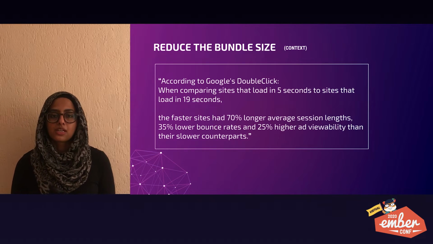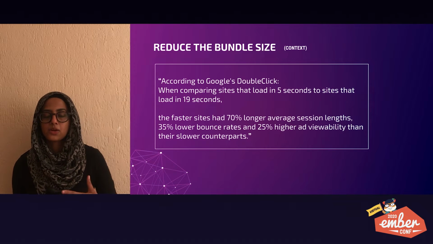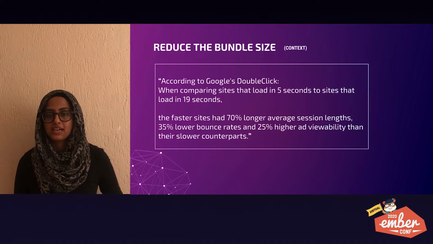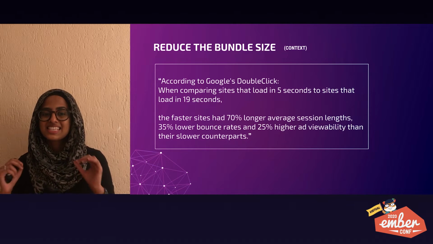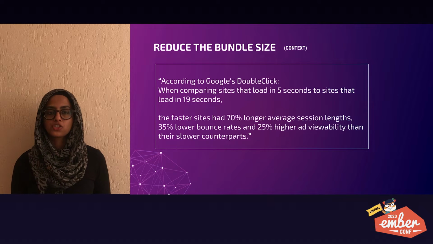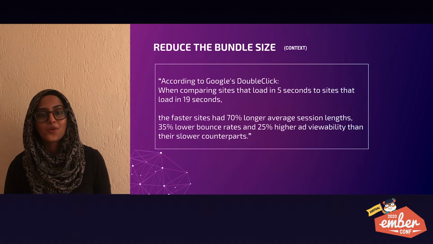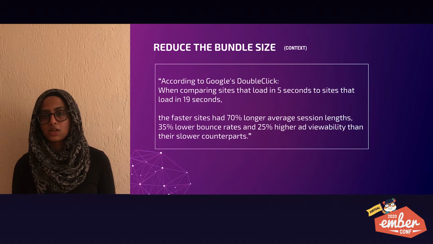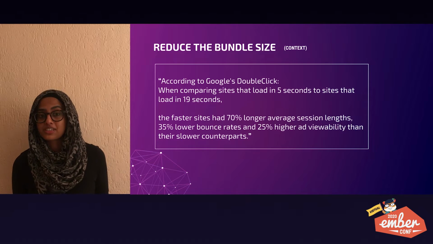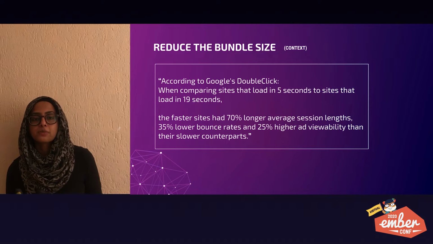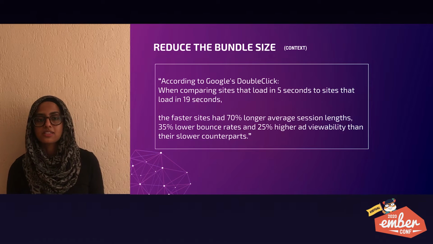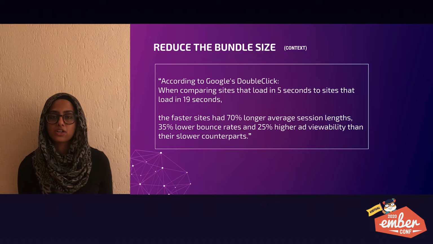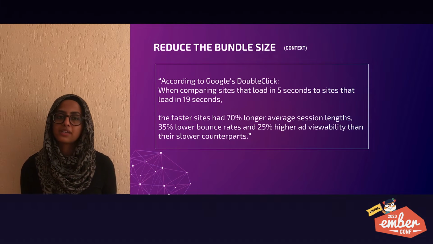According to Google's DoubleClick, when comparing sites that load in 5 seconds compared to sites that load in 19 seconds, the faster sites had 70% longer average session lengths, 35% lower bounce rates, and 25% higher ad viewability than their slower counterparts. That's a lot of increases. Knowing that if the first meaningful paint and the time to interact is too high, users will leave our site and most likely not return, how can we then reduce the bundle size?